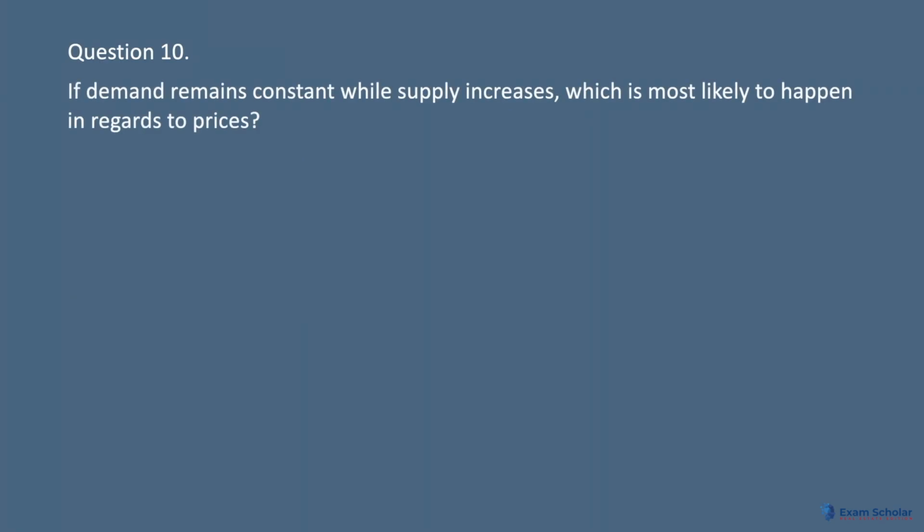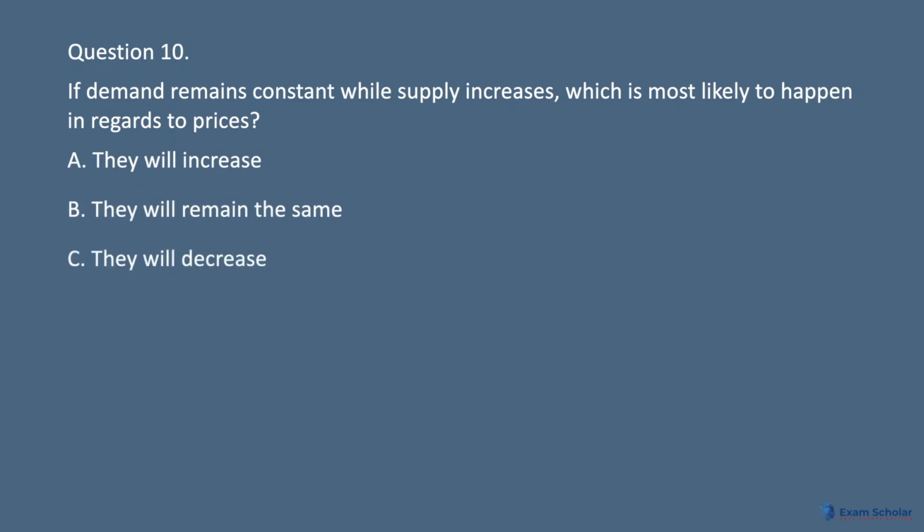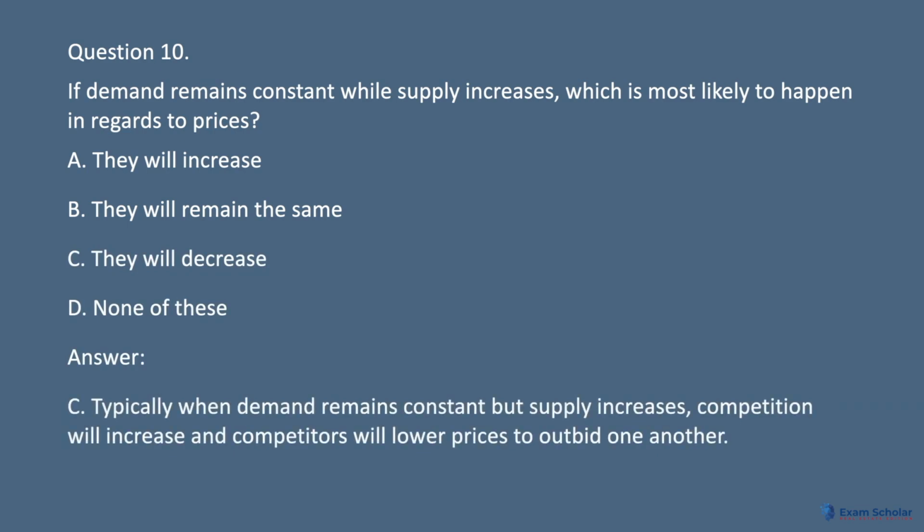Question 10. If demand remains constant while supply increases, which is most likely to happen in regards to prices? A. They will increase. B. They will remain the same. C. They will decrease. D. None of these. Answer C. Typically, when demand remains constant but supply increases, competition will increase and competitors will lower prices to outbid one another.